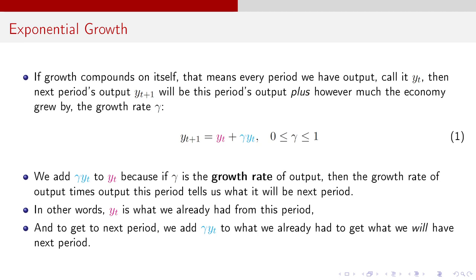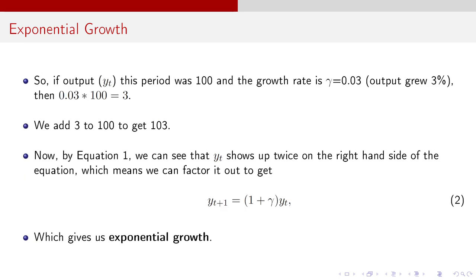In other words, Y_t is what we already had from this period. That's like the wheel. Or say the horse and buggy, right? That's Y_t. Now, we've already got the horse and buggy, so we're going to add gamma Y_t, which is the internal combustion engine, onto the buggy, thus removing the need for the horse. So to get to next period, we just add gamma Y_t to what we already had to give us what we are going to have next period.